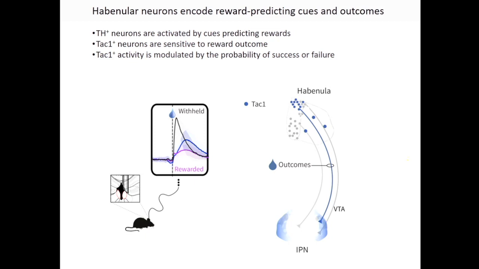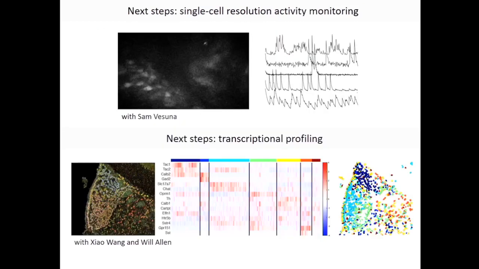There are a couple of scattered Tac1 cells in the lateral Habenula, which might be contributing to this withheld response and would be more in line with the literature in the lateral Habenula. And one of the ways that I want to address that is to get single-cell resolution.